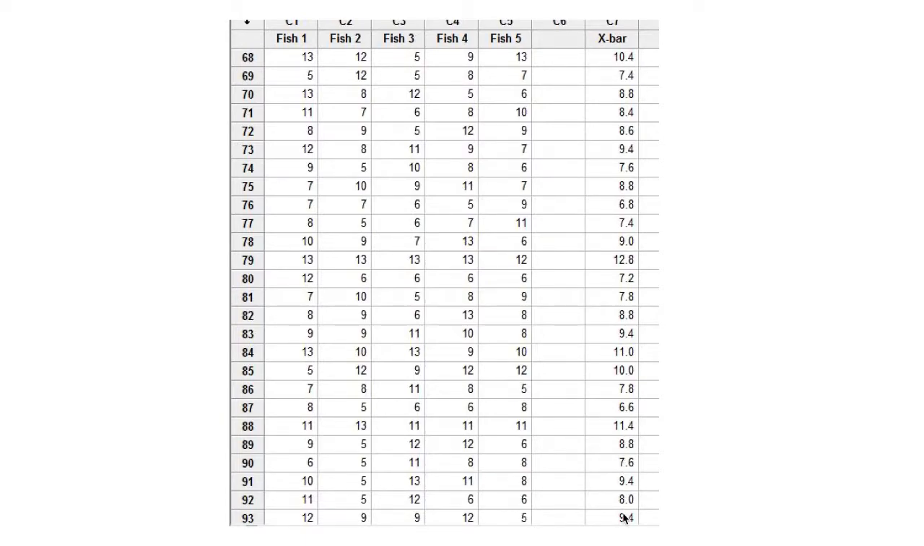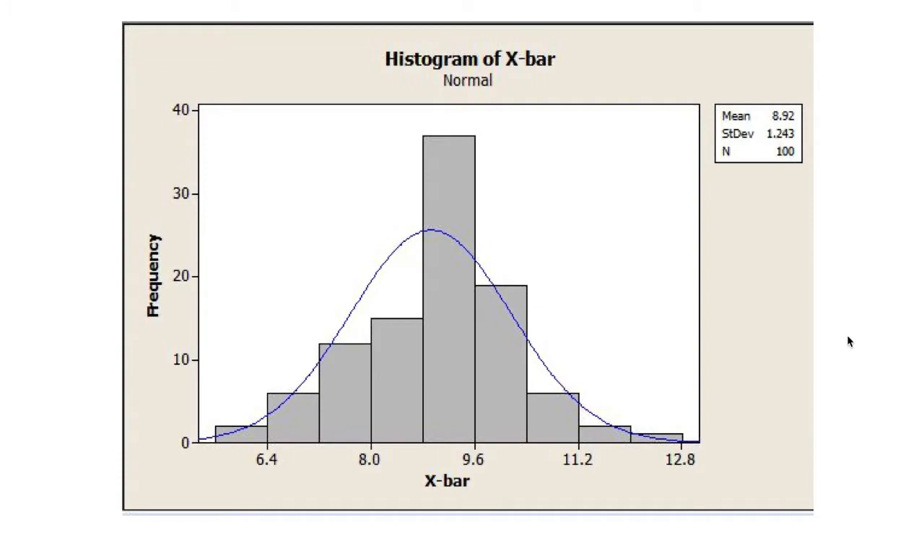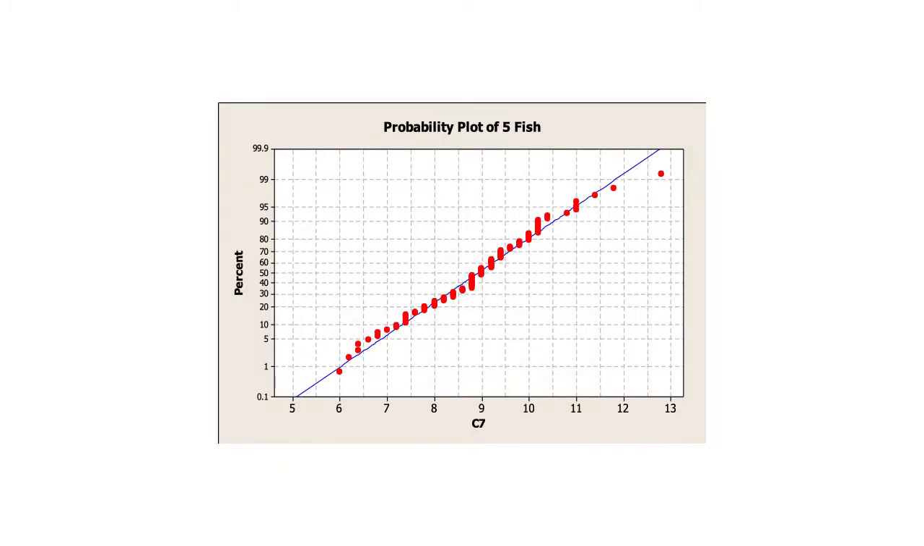So just like we did before, I'll do a histogram, and notice that the histogram appears to be bell-shaped approximately. And again, we take a look at the center of the distribution, and I think we can pretty much tell that this is a guesstimate about 9. And so if we come right over here, let's just observe that the mean is 8.92 and that the standard deviation is 1.243. And again, notice that if we take a look at this probability plot, I think that we can see that these dots, these 100 x bars, pretty much fall on a line. So it does appear that these are coming from a normal distribution.